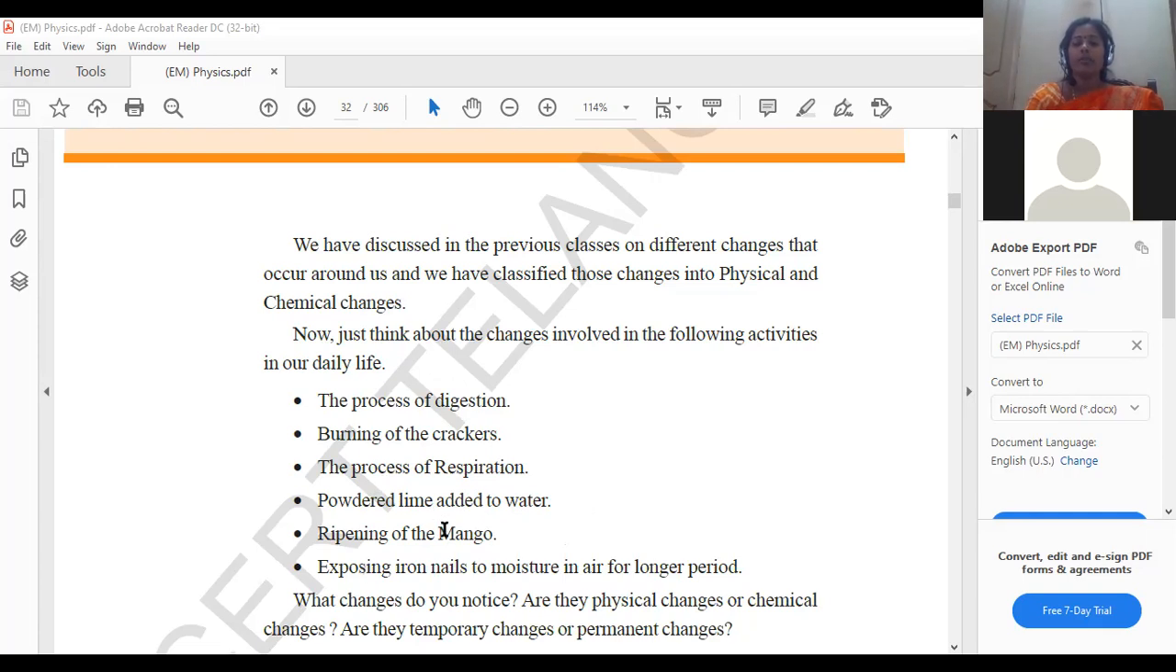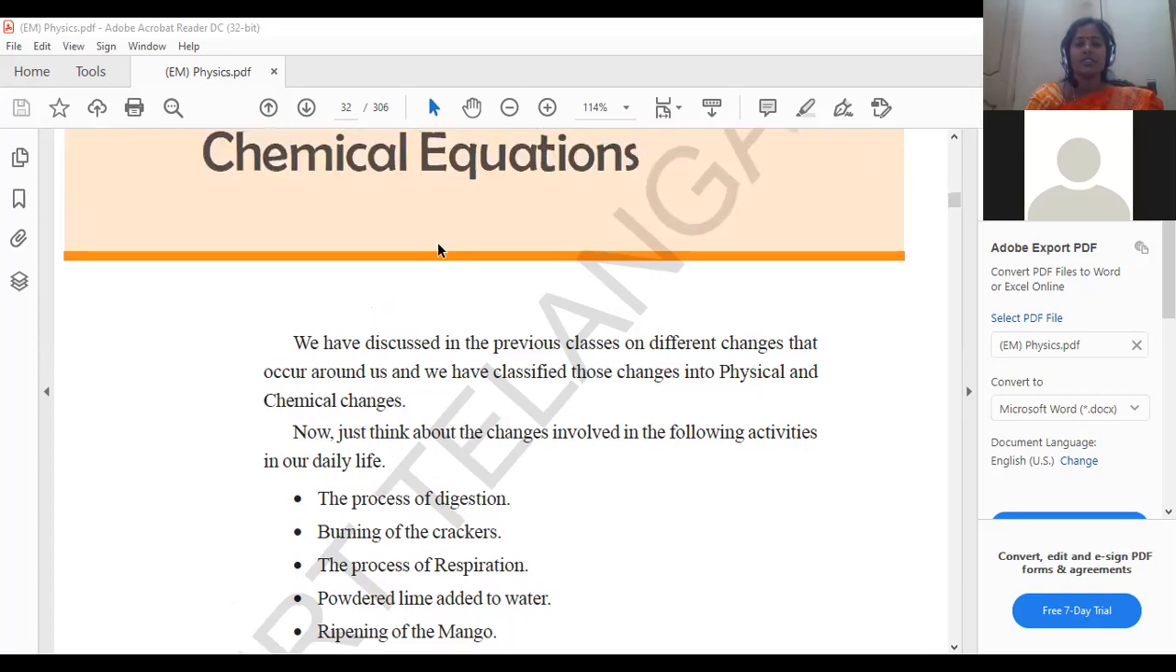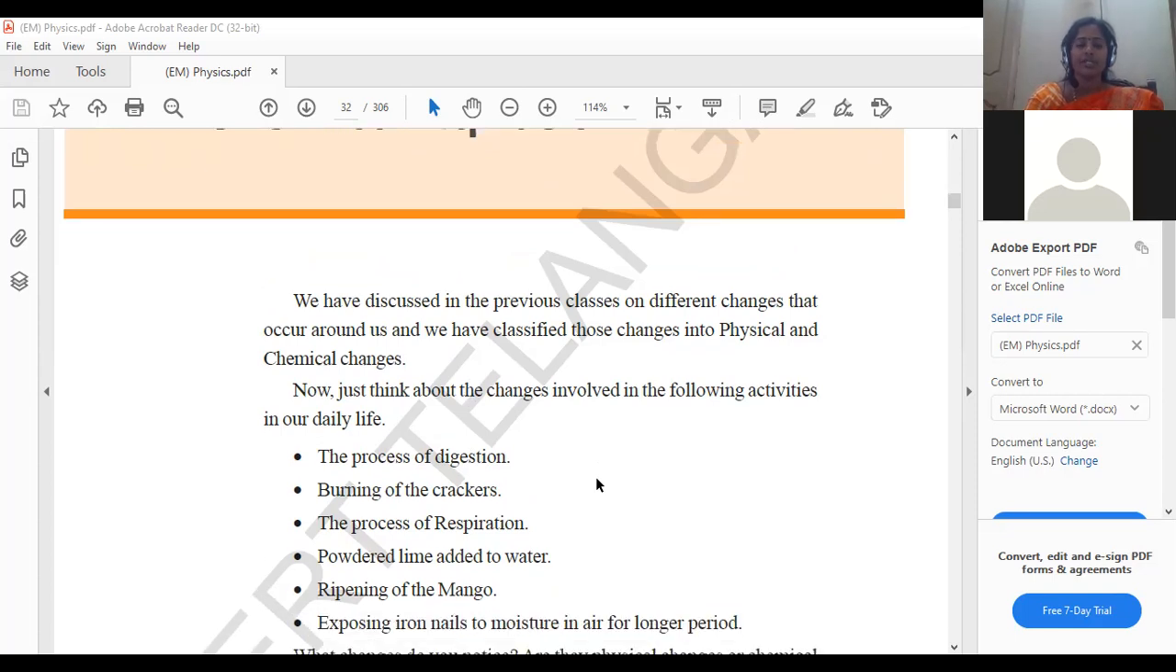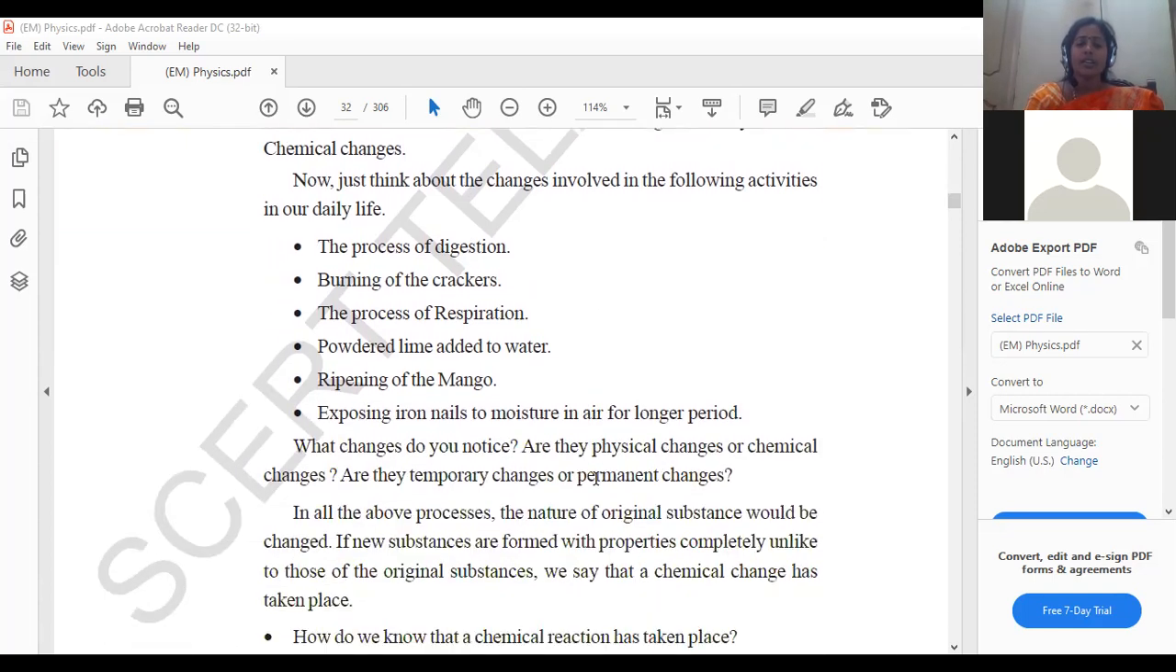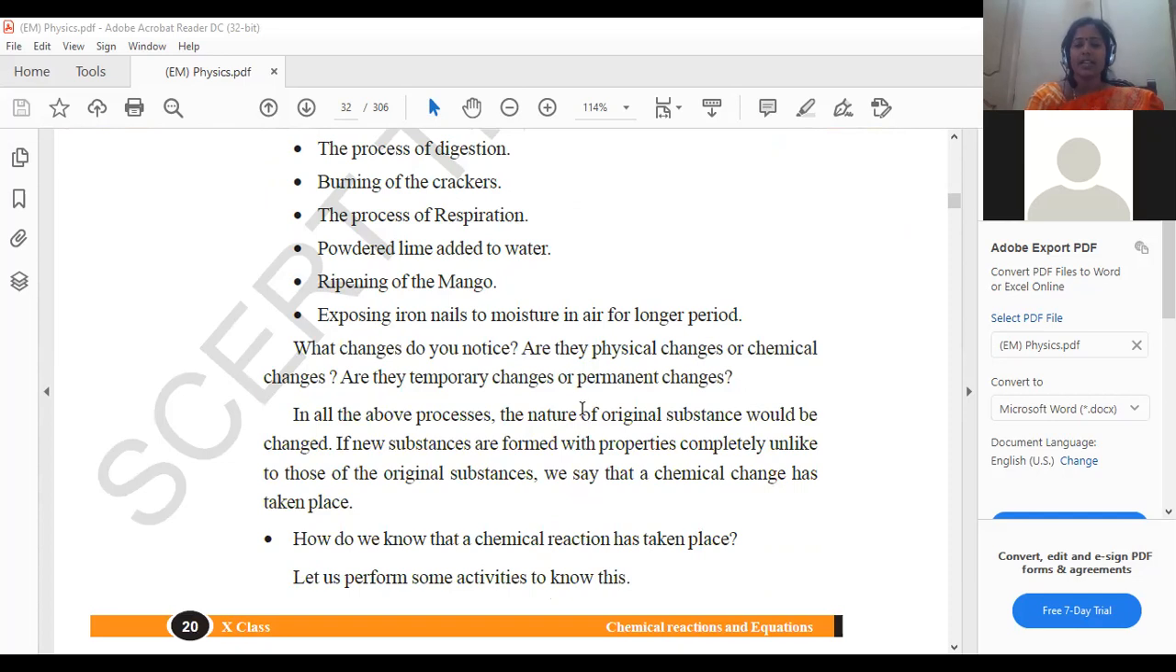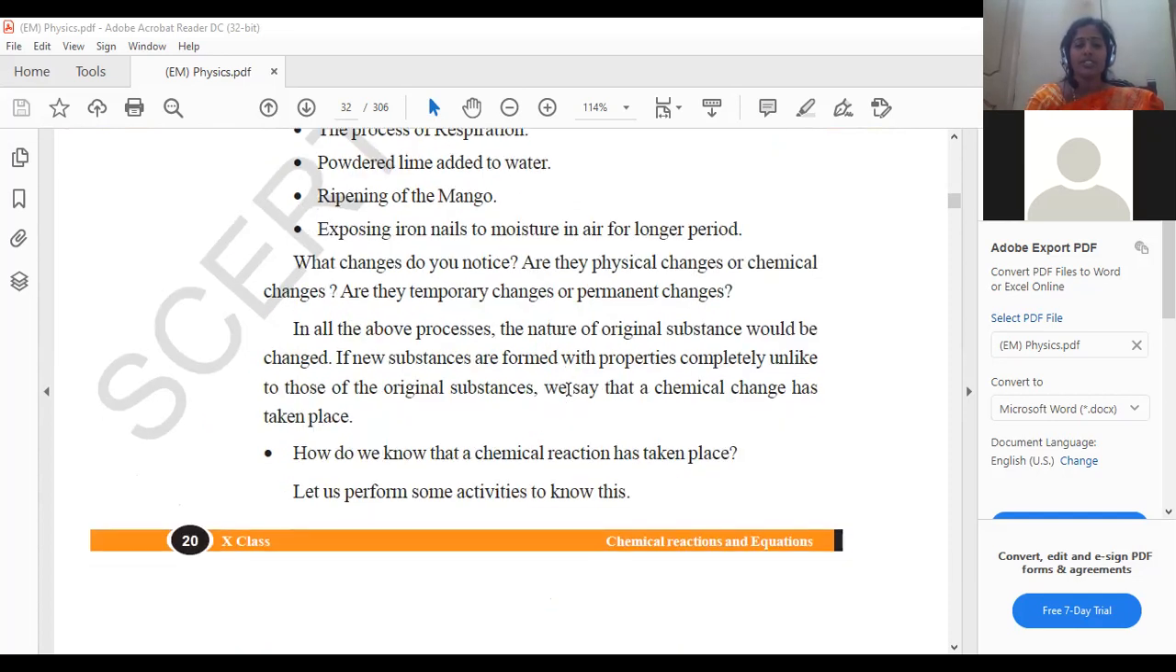And ripening of mango. Whenever a mango is taken, it is green in color initially. What happens slowly? Because of enzymatic transformations, it gets converted into yellow color. So this is called ripening. So many chemical reactions are carried out in this, which are also represented in the form of chemical equations. So many natural and man-made synthetic examples are available around us in order to represent chemical equations.